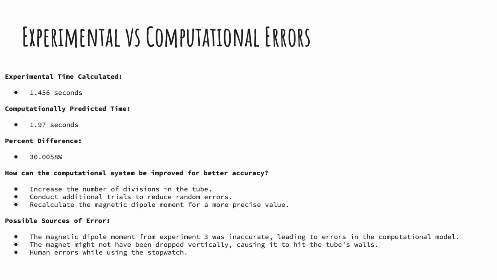Some of the sources of error were identified. The primary source was inaccurate magnetic dipole moment measurement from a previous experiment, which affected the computational model. Other errors included the magnet possibly hitting the tube walls if it wasn't dropped straight, and human timing errors when recording the experimental results. To improve the accuracy of the computational model, we could divide the tube into more rings to increase resolution, conduct additional trials to reduce random errors, and recalculate the magnetic dipole moment for better precision.